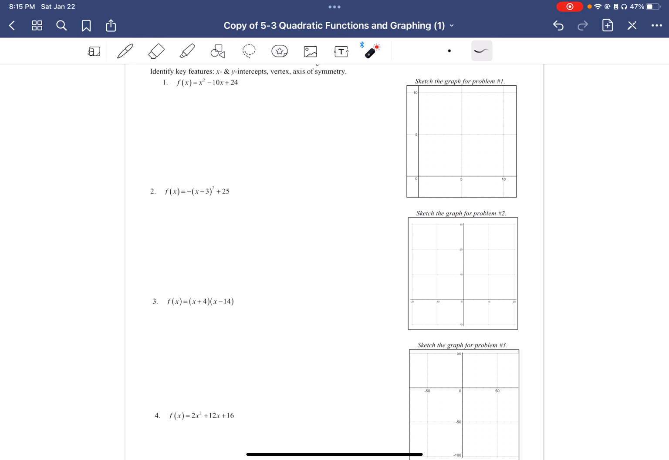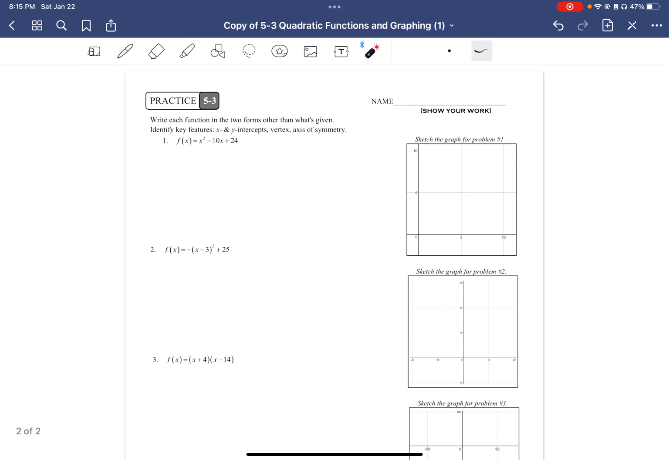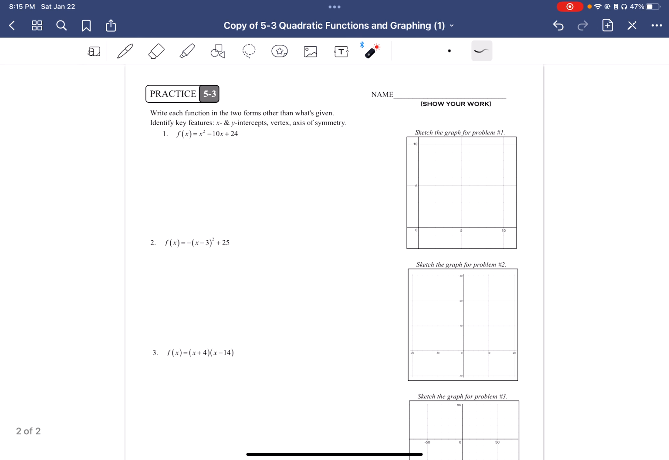Same process we did. You are going to write each function in the other 2 forms, so you should end up with 3 forms for each function. It gives it to you in one, write the other 2, and then identify those 4 features. You want to make sure you're identifying the x and y intercepts, the vertex, and the axis of symmetry, and then go ahead and sketch the graph.